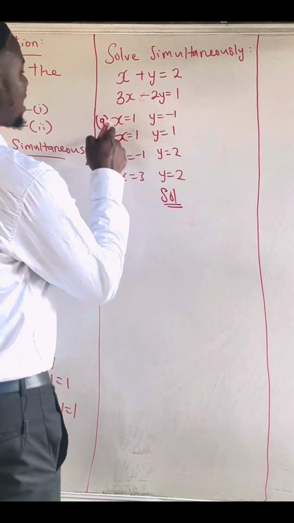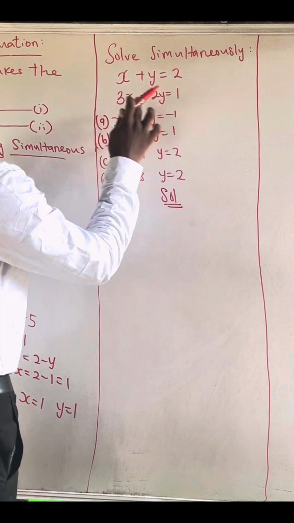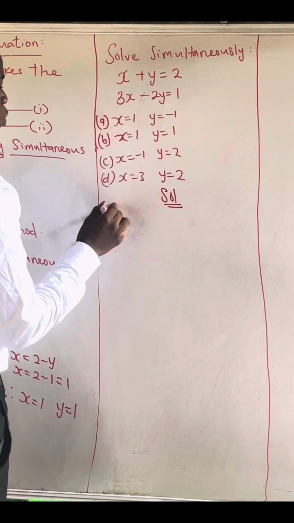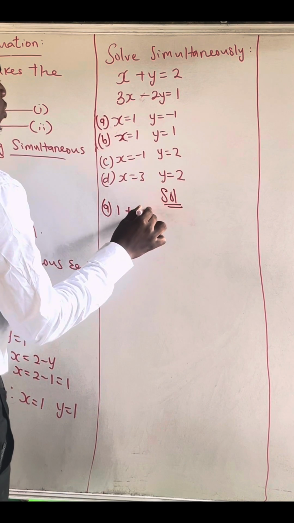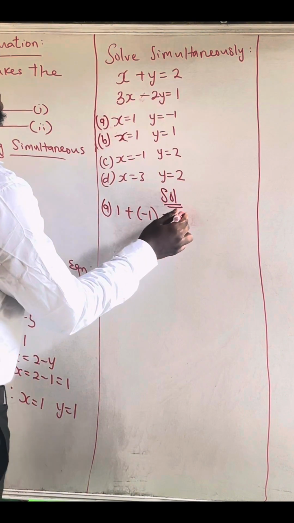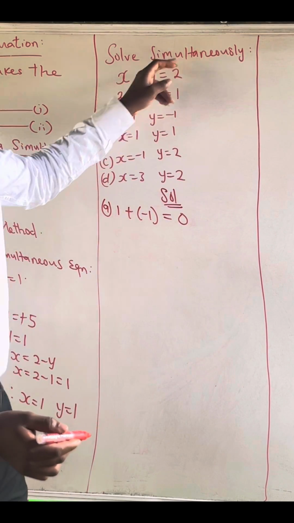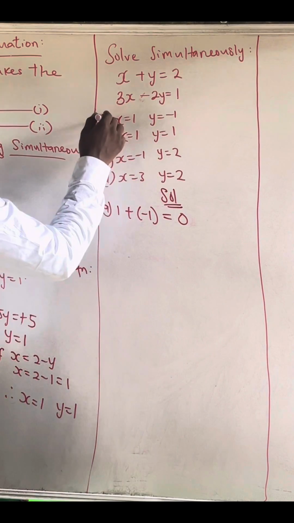Let us test option A. The value of x is 1, the value of y is minus 1. So let's substitute the value of x here, and the value of y here. For option A, that will be 1 plus minus 1. Plus times minus is minus. So 1 minus 1 is 0. This simply means that if I substitute the values of x and y into this equation, I'm going to get 0, which is different from what is here. That simply means that option A is wrong.